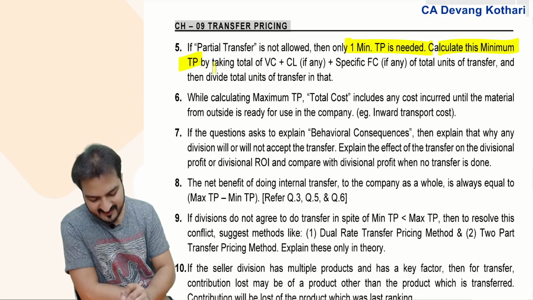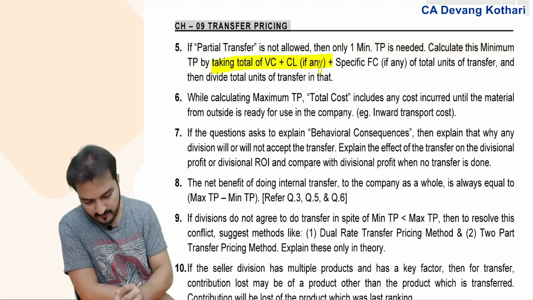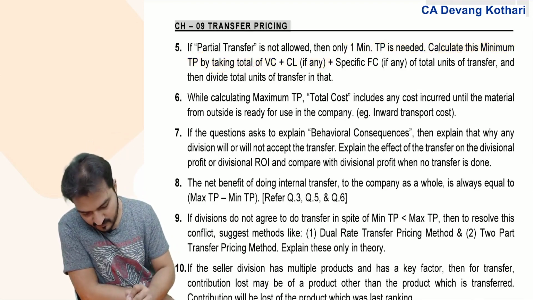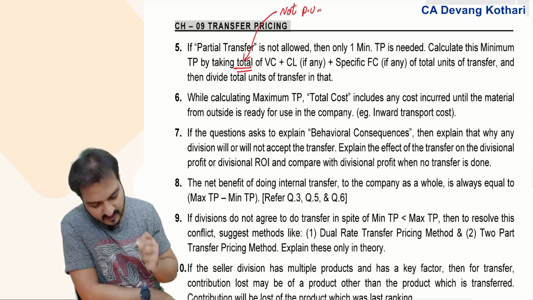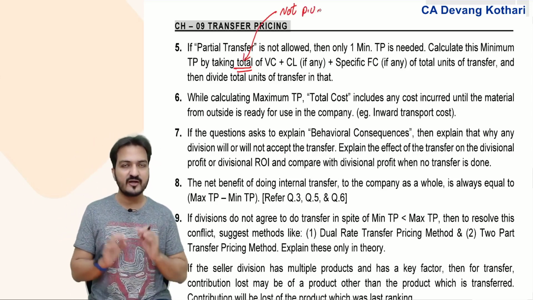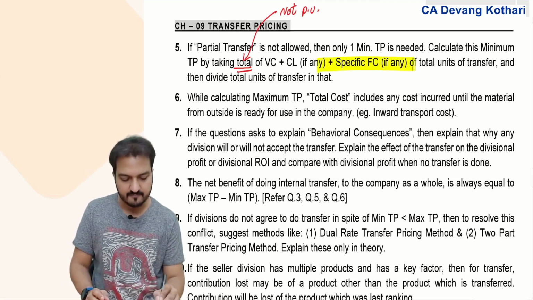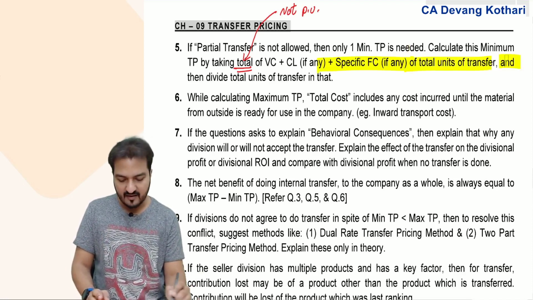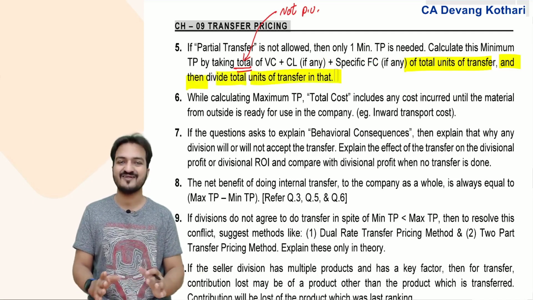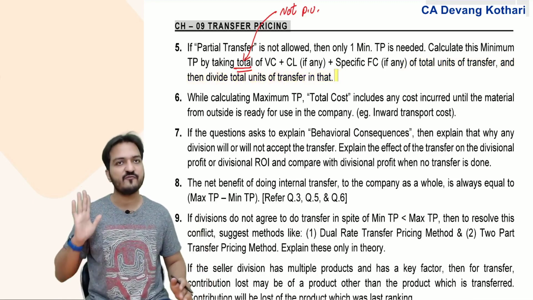Calculate this minimum TP by taking total of variable cost plus contribution lost, not per unit, total. The word total over here is just written to indicate that you now don't do this on per unit basis. You take total variable cost plus total contribution lost plus any specific fixed cost, if any, of the total transfer units, and then divide by the total units of transfer. That will give you one answer of minimum TP. If you remember, we had practiced all that in the very first question of the book.